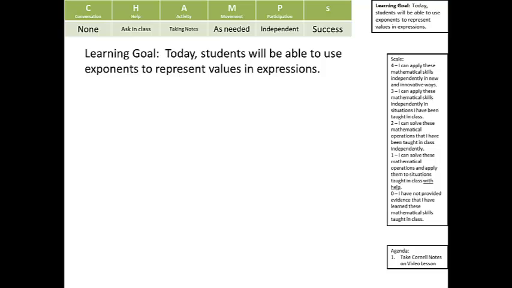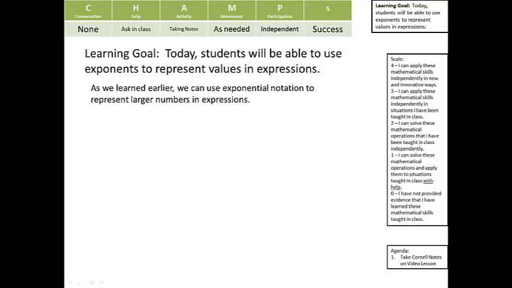Alright, we are ready to begin our next lesson. In this lesson, our learning goal is that students will be able to use exponents to represent values in expressions. We have already learned that you can use exponential notation to represent larger numbers in expressions. We're going to review some terminology. We've talked about this before, so we're going to go a little bit quicker than we have in the past.